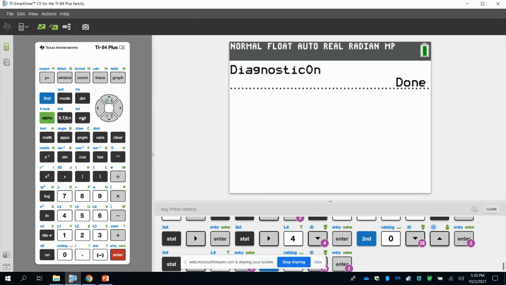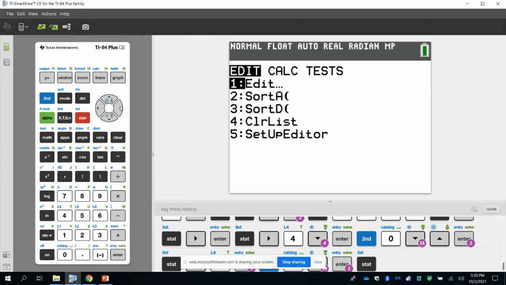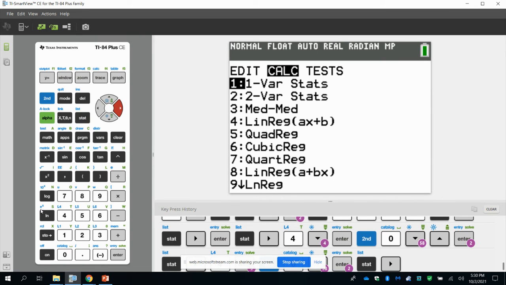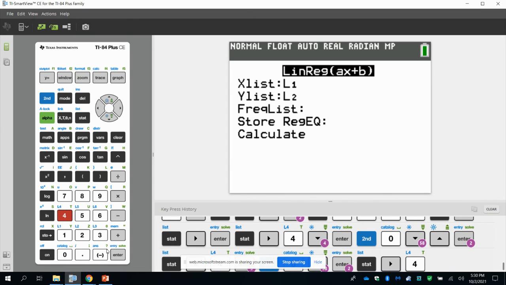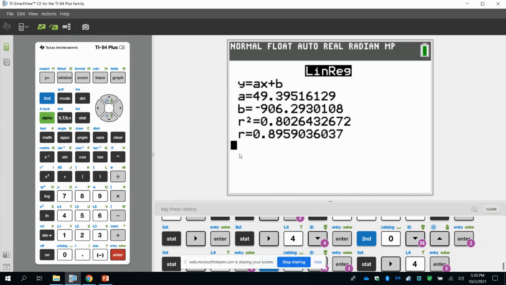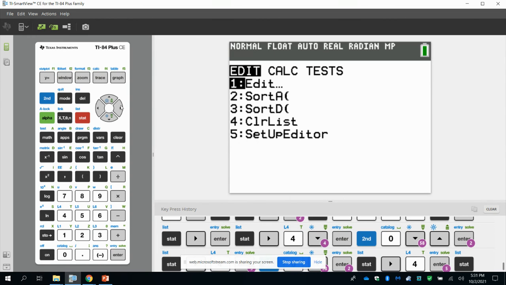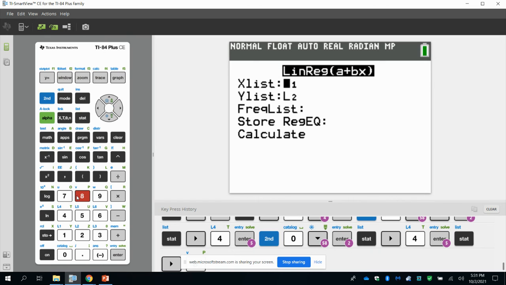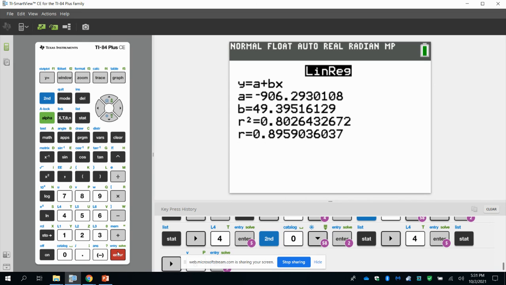All right, let's go back to the linear regression function. Press stat and then calculate, and then option number 4. Okay, and then press enter until you hit calculate. So now you'll see R and R squared are on. Okay, if you're interested in seeing the difference between option 4 and option 8, I'm going to show you also. Press 8, and then you will see we got exactly the same result, just with the A and B values switched. So A equals negative 906.29, B equals 49.40, rounded.